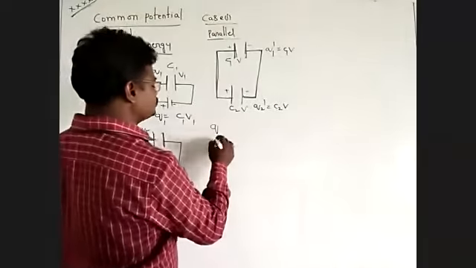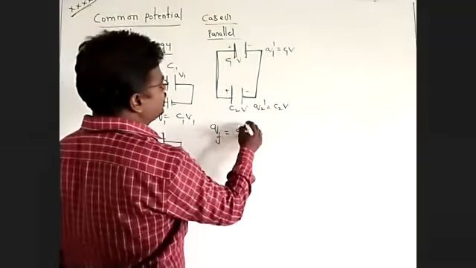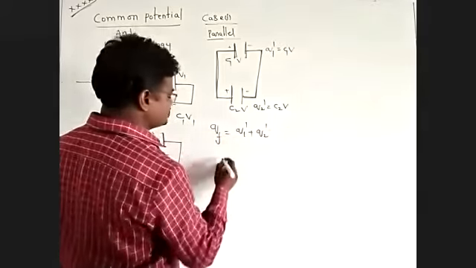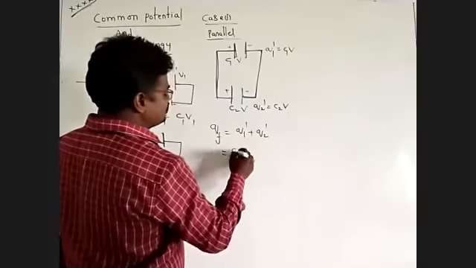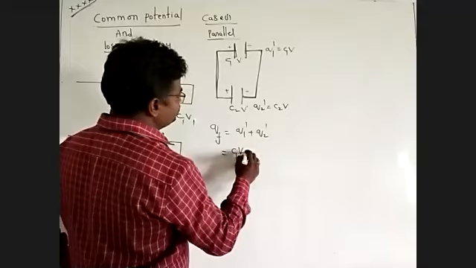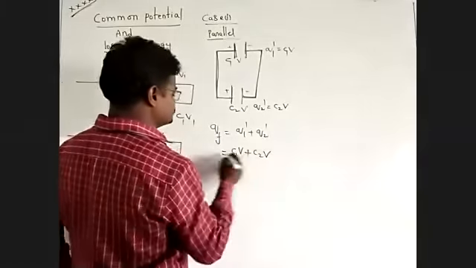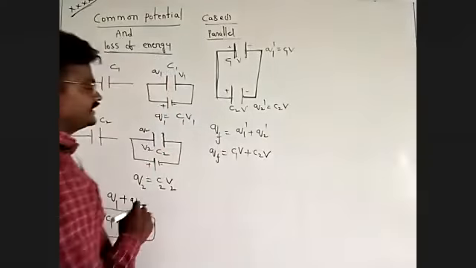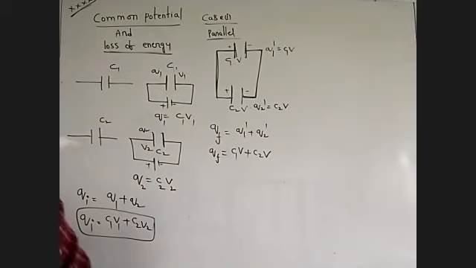Now Q final is equal to Q1 dash plus Q2 dash. So what is Q1 dash? It is C1 into V plus C2 into V. This is the Q final.